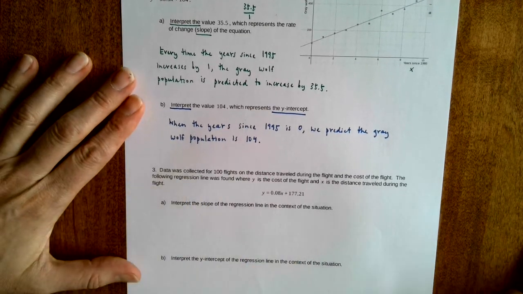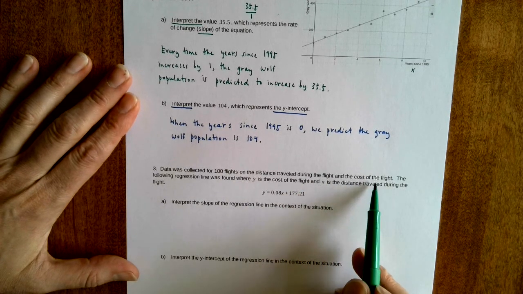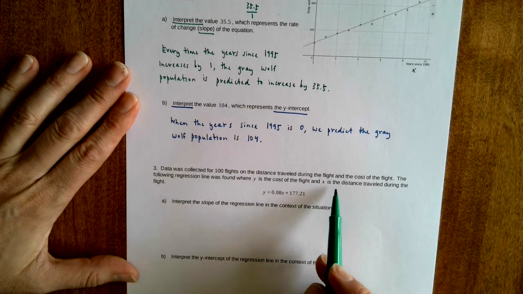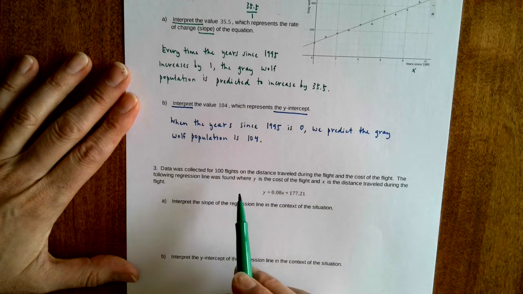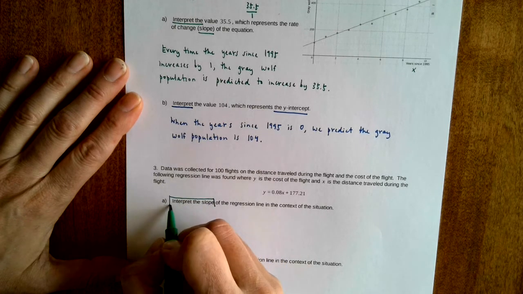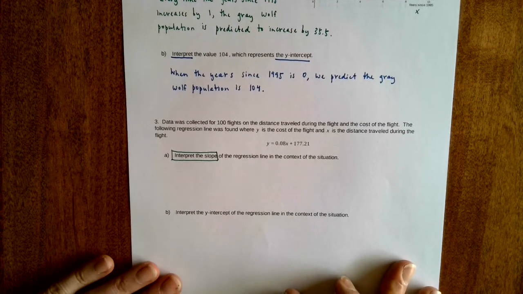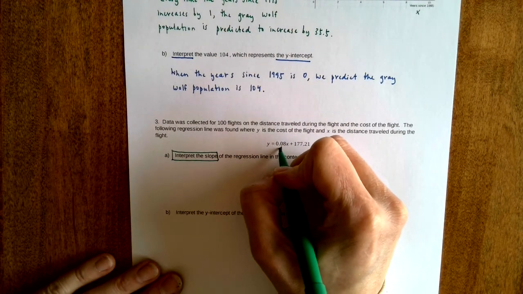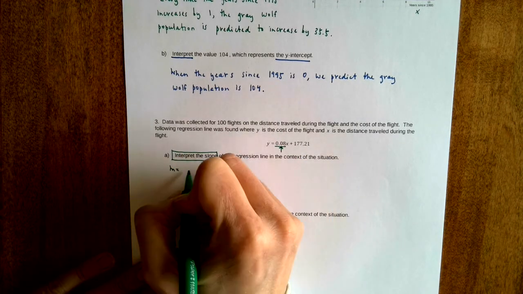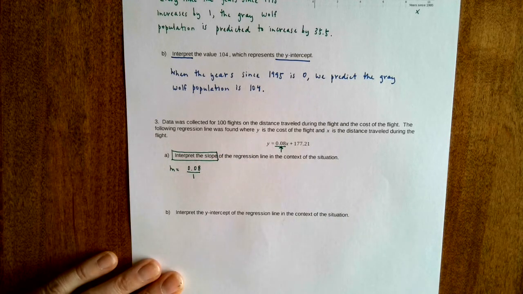All right, so data was collected for 100 flights on the distance traveled during the flight and the cost of the flight. So the following regression line was found where y is the cost of the flight and x is the distance traveled during the flight. So the first thing we're being asked here is to interpret the slope. Now, I need to know when I'm looking at my equation, the slope is the number that goes with the x. So our slope in this case is 0.08. So I'm going to make a note for myself. My slope is 0.08. I can make that a fraction by putting it over 1.